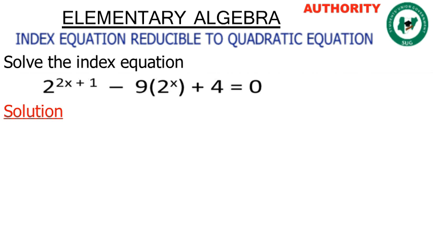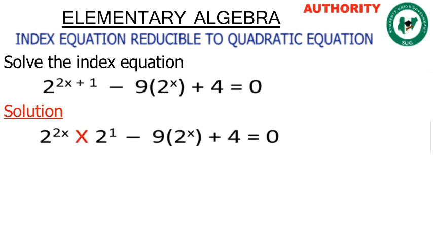We have 2 raised to power 2x plus 1 minus 9, open bracket, 2 raised to power x, close the bracket, plus 4 is equal to 0. Now, in this first term, let's split it into 2. So we'll have something like 2 raised to power 2x times 2 raised to power 1. These two terms, if you want to combine them, will give you the above. So there's no difference. Now we have minus 9, open bracket, 2 raised to power x, close it, plus 4 is equal to 0.